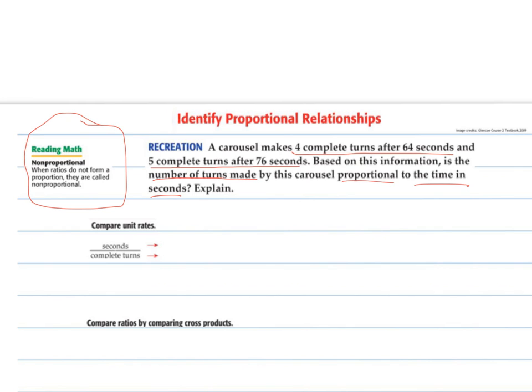So we put our seconds and turns here. We're going to do 64 seconds. We have 2 methods, okay? One is to compare unit rates. 64 seconds in 4 turns, and we would simplify that, as well as simplify 76 seconds for 5 turns. When I simplify this, essentially I'm dividing by 4. I'm finding the unit rate, the per one.